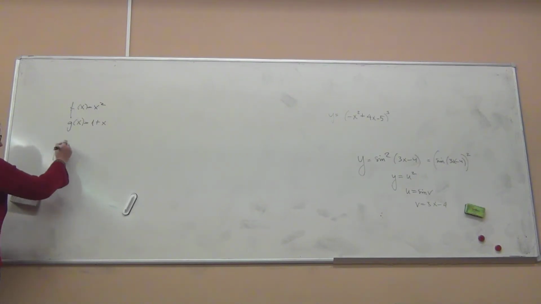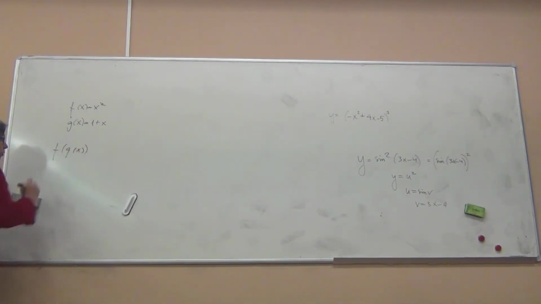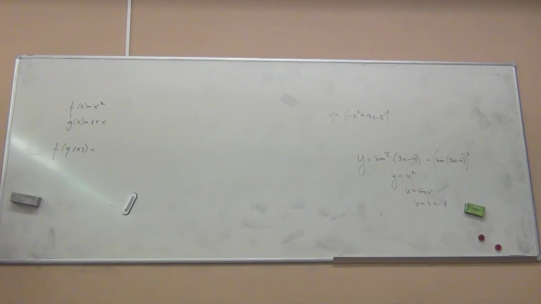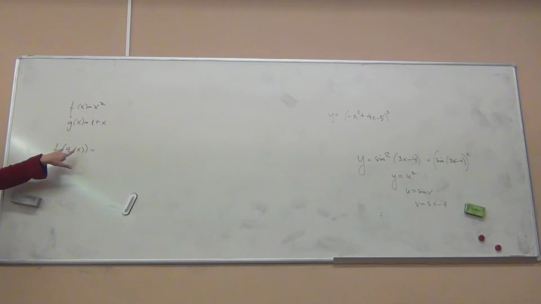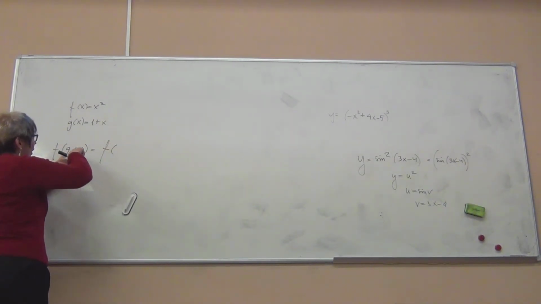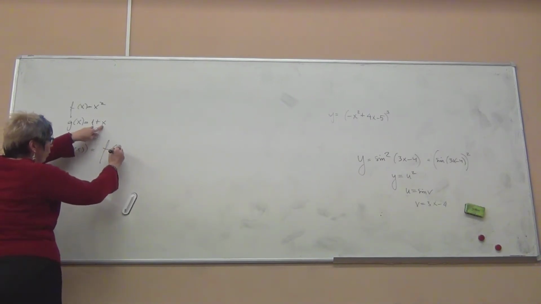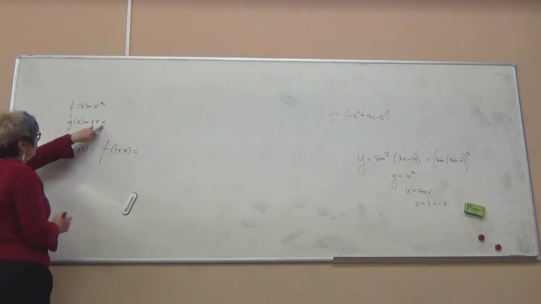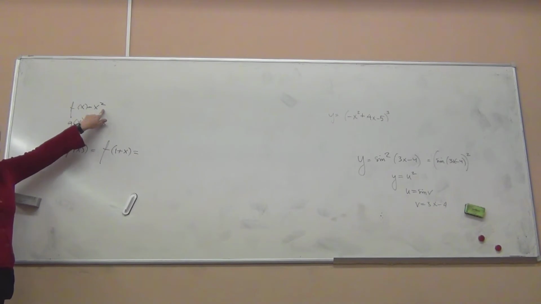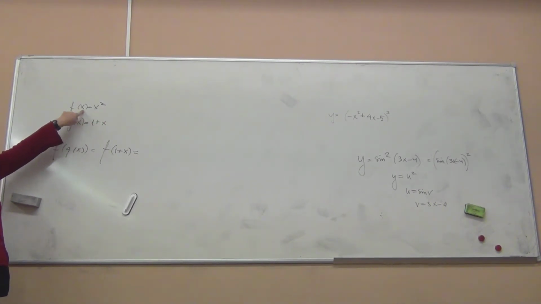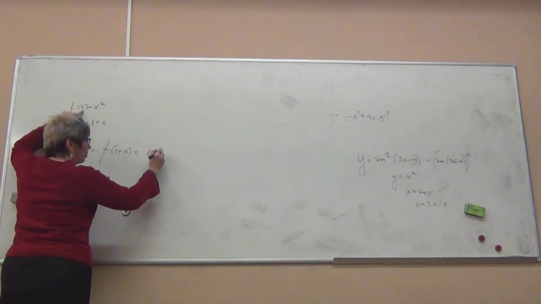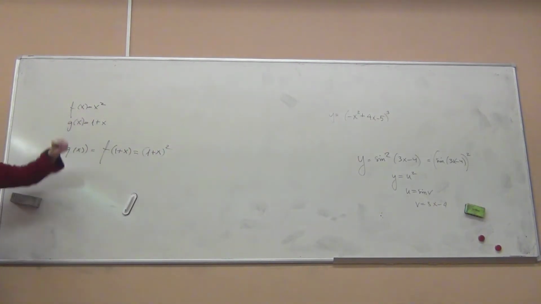So, for example, if I start with f of g of x, what does this mean? I need to take the g expression and put it instead of x into the f function. So f of g means that instead of x, I have to put this one: f of 1 plus x. But the f function means square of whatever we have there. So it's 1 plus x squared.